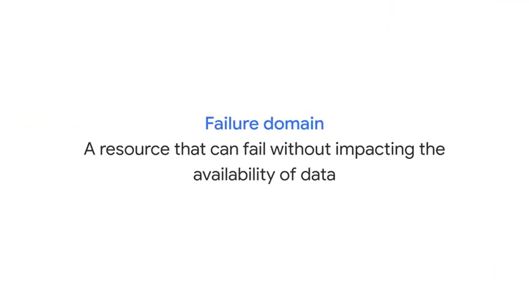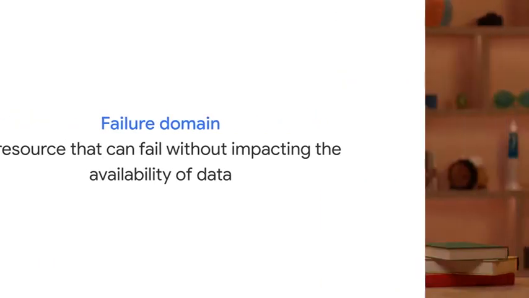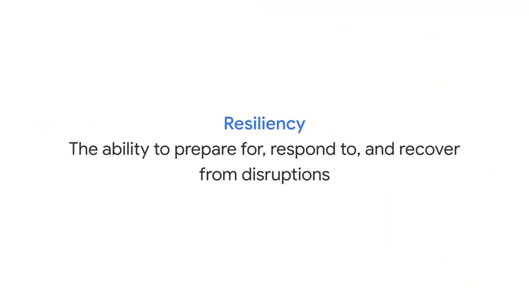Google Cloud refers to the grouping of zones and regions as failure domains. A failure domain is a resource that can fail without impacting the availability of data. Failure domains can include zones and regions where data is replicated to improve resiliency. Resiliency is the ability to prepare for, respond to, and recover from disruptions. Having data across failure domains is one way that cloud service providers safeguard user data.